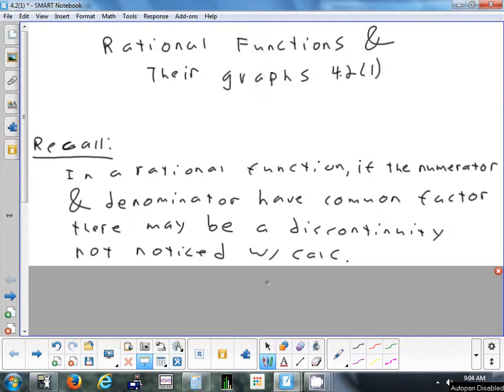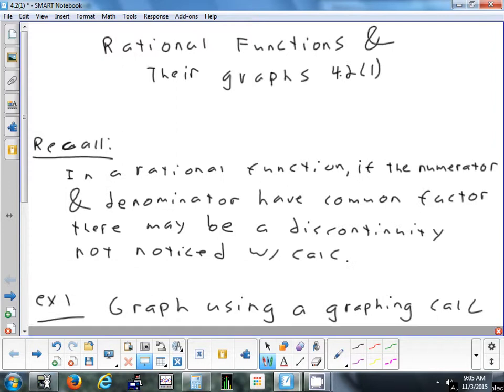Right, so remember, we've talked about this before. If the numerator and denominator have a common factor, then what might happen is you get a hole in the graph, right? Or you get a part that's not connected, but you can't see it on the screen. All right?